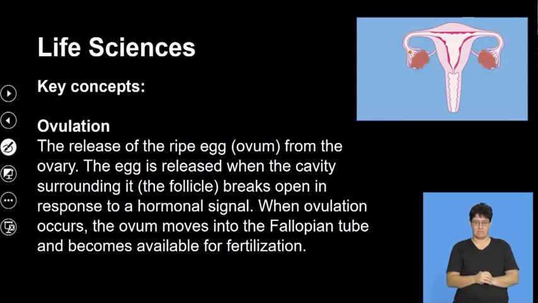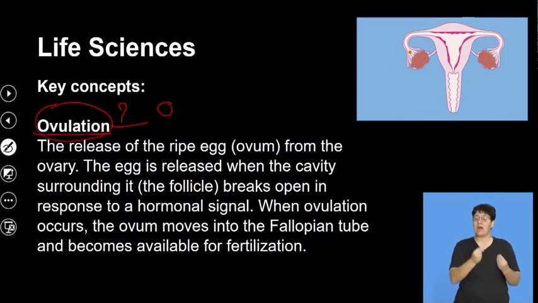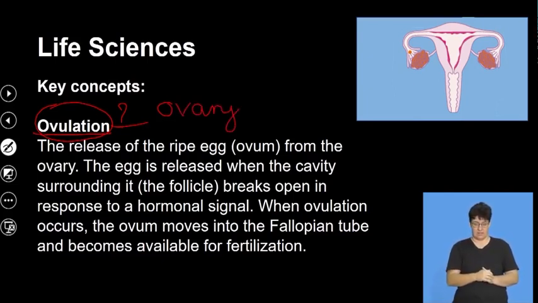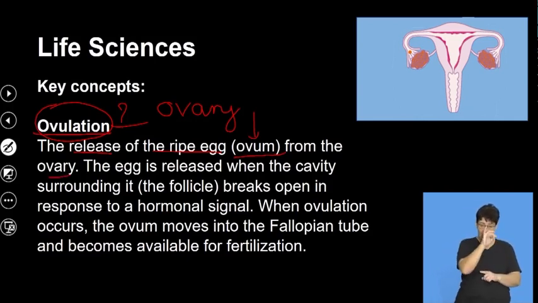One of the key concepts, as we discussed, was ovulation. What do we understand by the concept of ovulation? Let's try and unpack the word ovulation. It has reference to the organ called the ovary, and hence we know that ovulation has to do with some process that occurs in the ovary. Ovulation is the release of a ripe egg, which we correctly refer to in scientific terms as the ovum, from the ovary. So the release of an egg or an ovum from the ovary is regarded as ovulation.